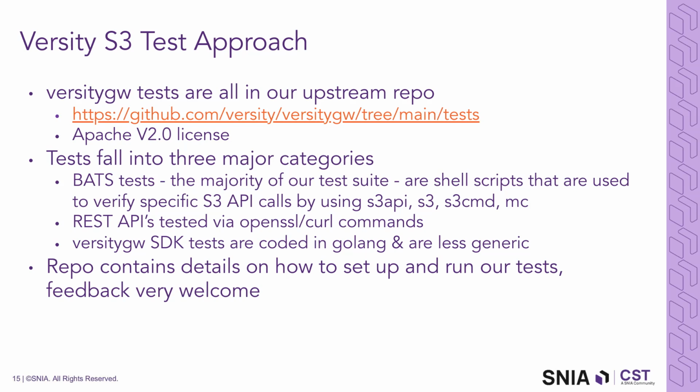We used a slightly different approach, but in a similar spirit to what Matt was describing. So we code the tests up in basically bats using shell scripting with S3 API calls, as mentioned on the slide. The second group is through REST APIs, and then the higher level Versity Gateway specific SDK tests are coded in Golang and are slightly less generic, but should apply to most servers as well. If you want to have a look at those tests, there's a pointer to the repo here on this slide. Comments, feedback on them is very welcome. There should be a lot of documentation in the repo about how to set it up and how to use it.